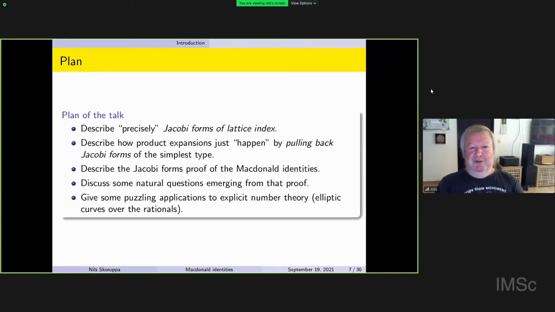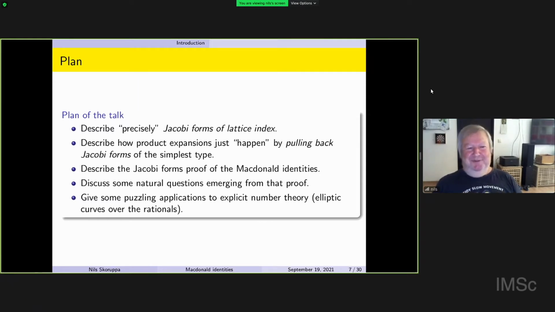Okay, so the plan of the talk is that I want to describe precisely the Jacobi forms of lattice index. So that will be a bit boring for some people who know it already. For others, it will be a bit too fast. It's always a bit unlucky with the Jacobi forms. There are a lot of notations involved, but I have to do it to get to the points here. And then I show that these product expansions that you see also in the Macdonald identities just happen by so-called pullbacks of Jacobi forms of very simple type. So that's also a sort of miracle in this theory of Jacobi forms, that almost all important Jacobi forms that I know you get as pullbacks of a very simple Jacobi form.